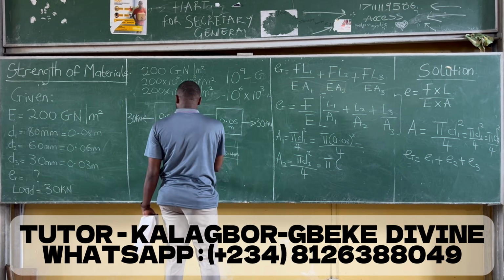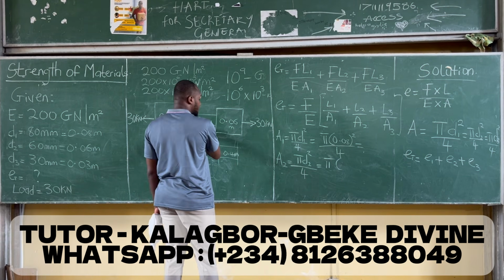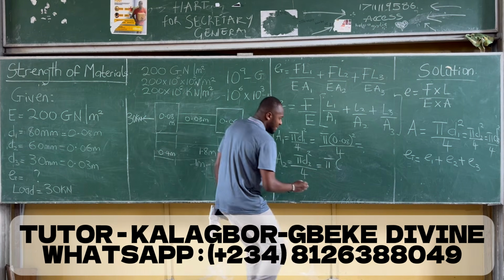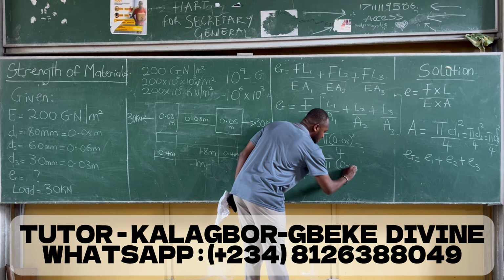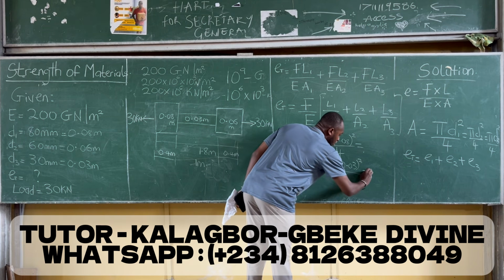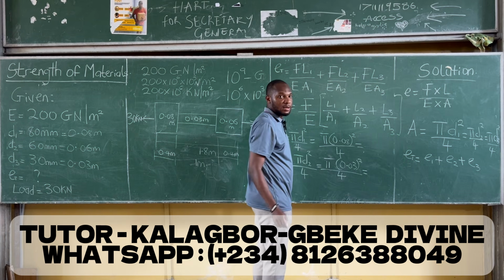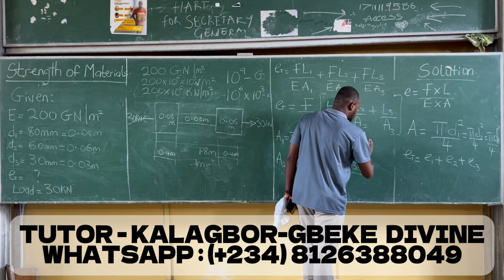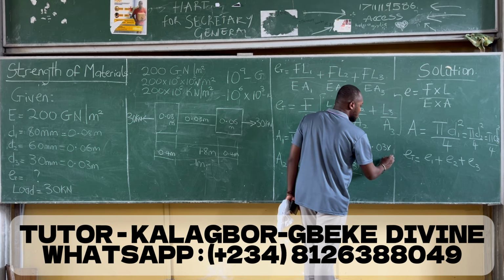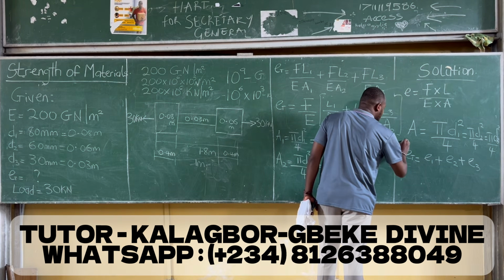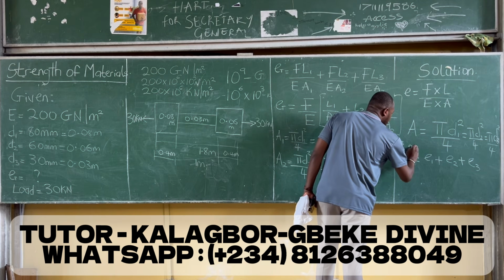So now D2 is what? 0.03. This is the diameter, right? Are you looking at it? 0.03. So it will now be 0.03 all square over 4. So what's the first answer? 5.03 times 10 raised to the power what? Minus 3. Area is in what? Meter square.